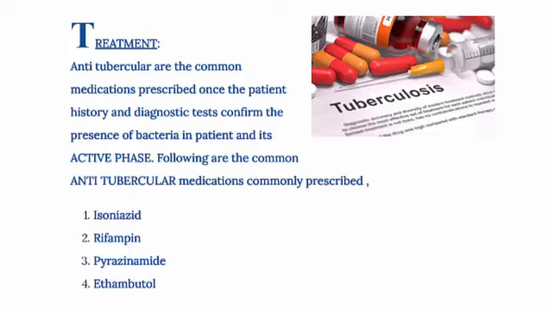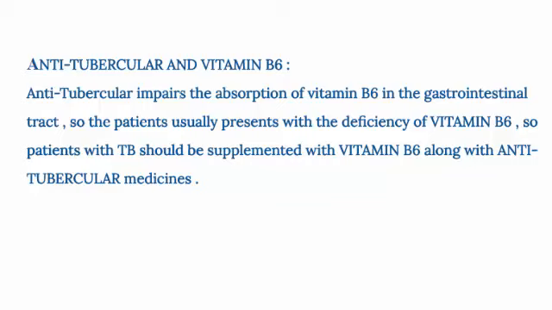The following are the commonly prescribed anti-tubercular medications: isoniazid, rifampin, pyrazinamide, ethambutol. Anti-tubercular drugs and vitamin B6: anti-tubercular drugs impair the absorption of vitamin B6 in the gastrointestinal tract, so patients usually present with a deficiency of vitamin B6. Patients with TB should therefore be supplemented with vitamin B6 along with anti-tubercular medicines.